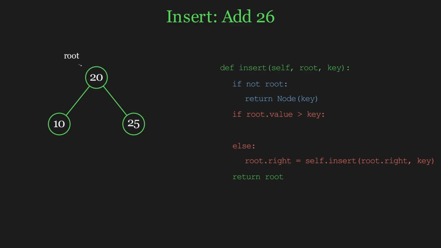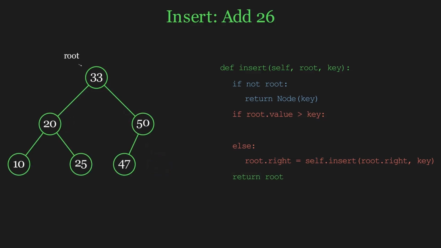Taking a step back to node 20, it called insert on its right child, node 25, and now it must update its right child to the result of this insert call, which is a new subtree that also contains 26. This happens one more time at the original true root, who called insert on 20, and must now update its left child to the result of the insert call on 20.